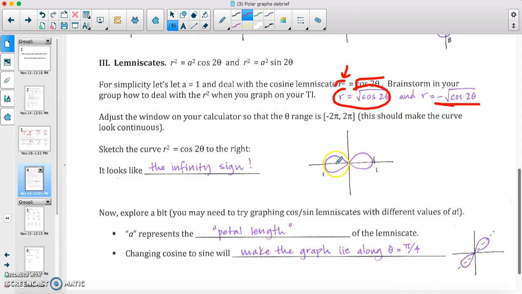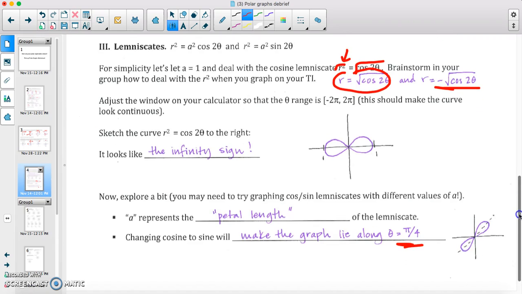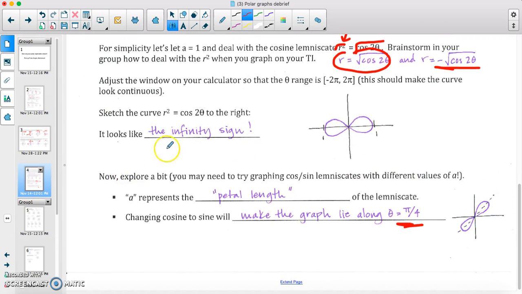So notice you're going to get the infinity sign for cosine, and that'll have that nice polar axis symmetry. On a sine graph, you're going to have symmetry along pi over 4. And once again, the a value represents your petal length. All right, so that is your whole sheet. So now that you know all of that, you've got your rules. These are like your notes.